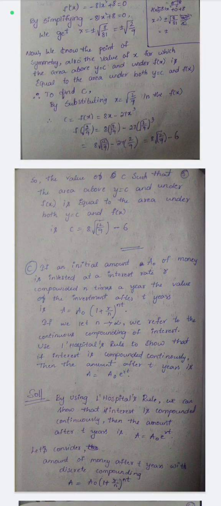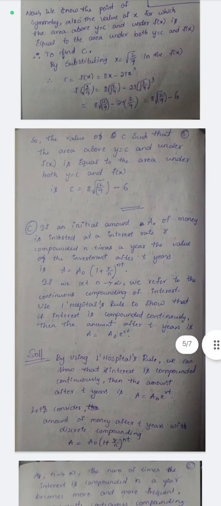Use L'Hospital's rule to show that if interest is compounded continuously, then the amount after t years is A equals A naught e to the power of rt. So we are going to find this by using L'Hospital's rule. We show that if interest is compounded continuously, then the amount after t years is A equals A naught e to the power of rt.